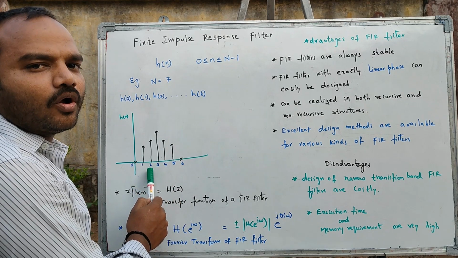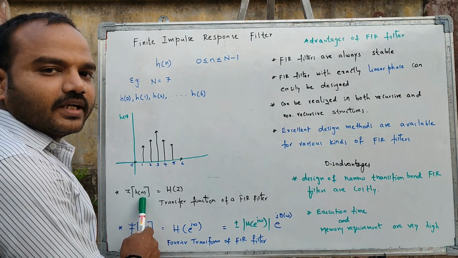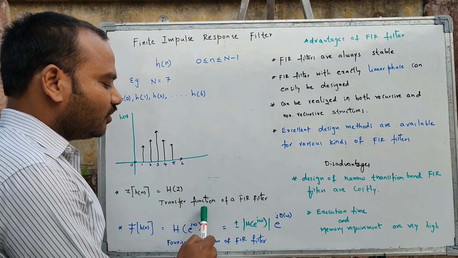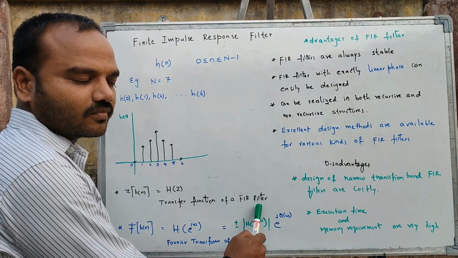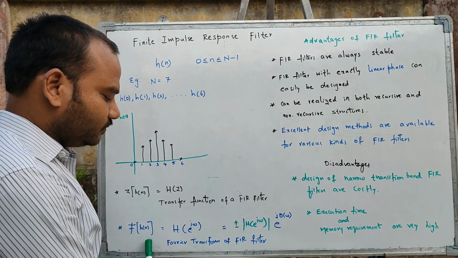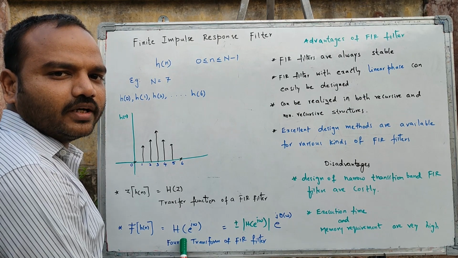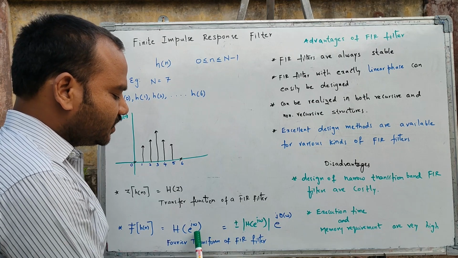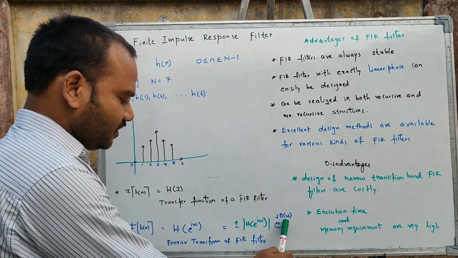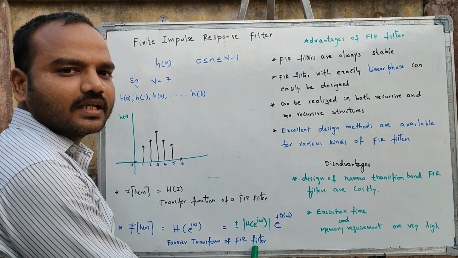This is a sample plot of the h of n filter. If we take the z transform of h of n, then it is H of z. This is called the transfer function of a FIR filter. For the same h of n, if we apply the Fourier transform, we will get capital H of e power j omega, that is the discrete time Fourier transform. We can express it as magnitude and its corresponding phase. This is called the Fourier transform of a FIR filter, which will give you the frequency response of the filter.